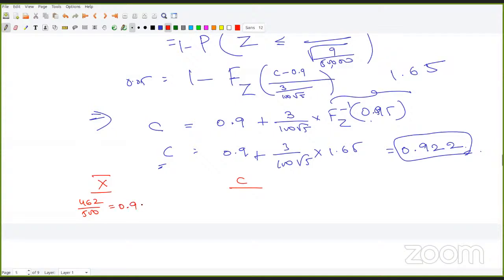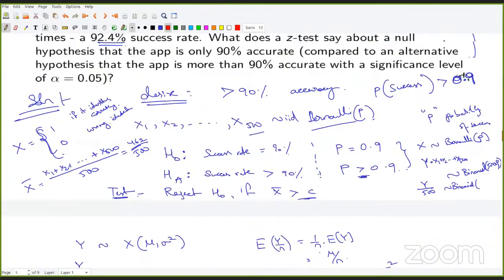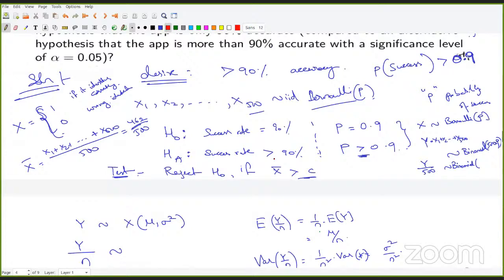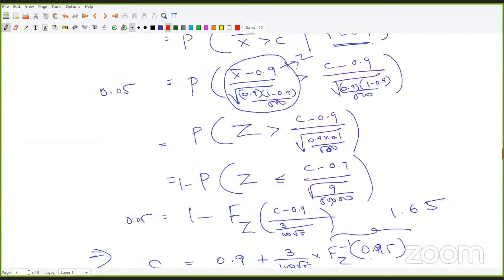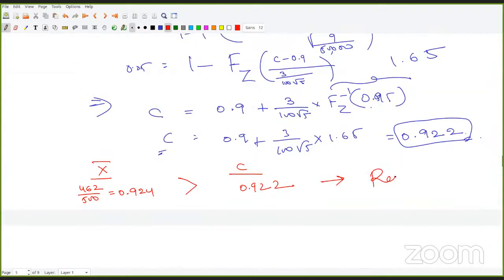0.924 to 4. This is 0.922. So which one is greater? 9 to 4. X bar: are we going to reject H naught or accept H naught? Reject. So you see the test says if it is greater than c, you reject. So it is greater than c.